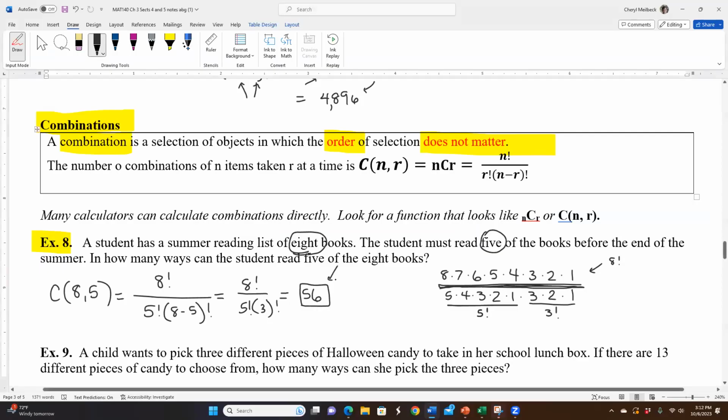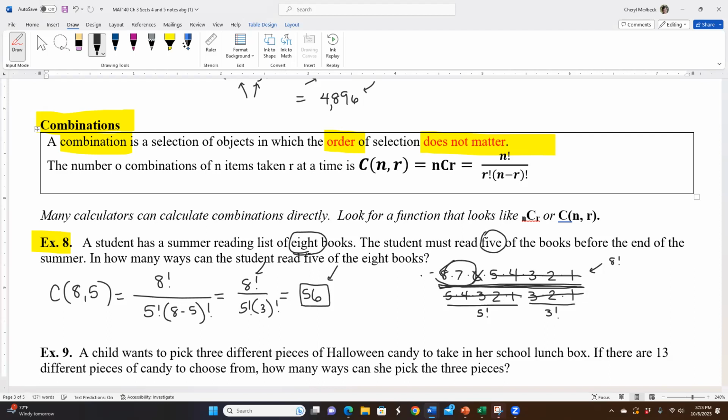So we get 56. Now, if we had done it by hand, this is the old school way to do it. But you have 8 factorial in the numerator, which is represented in the numerator of the fraction here. 5 factorial is right here. 3 factorial is right here. You'll notice that you can cancel out numbers, and 3 times 2 times 1 is 6, so that cancels here. 8 times 7 is 56. Super slick. You could do it by hand.